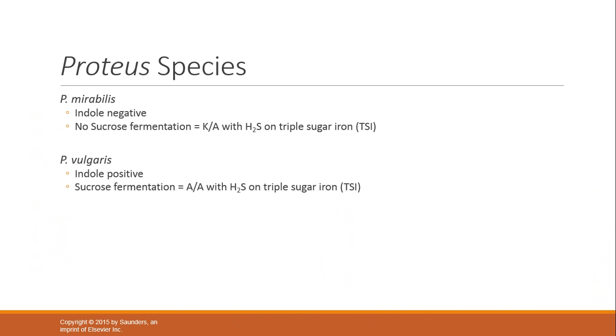So how do we tell the difference? If we have a Proteus, how do we differentiate Proteus mirabilis from Proteus vulgaris? Well, Proteus mirabilis is indole negative, and it does not ferment sucrose. So it'll be K over A on TSI agar, and H2S positive, whereas Proteus vulgaris will be acid over acid because it ferments the sucrose in the TSI slant. And then vulgaris is indole positive. What's a positive indole reaction? What's it look like? Do you remember?